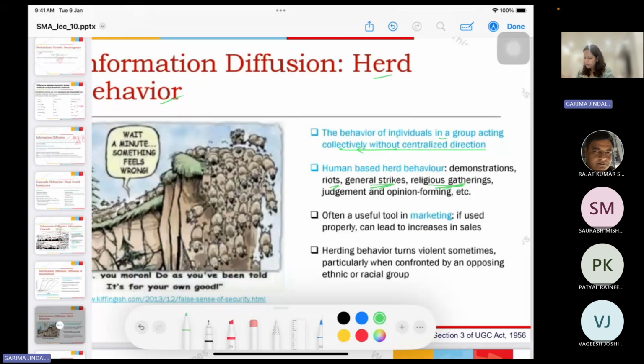So this behavior is called herd behavior, often seen as a useful trait in marketing. This particular property is used in marketing. If you use this property properly, it can lead to an increase in sales.